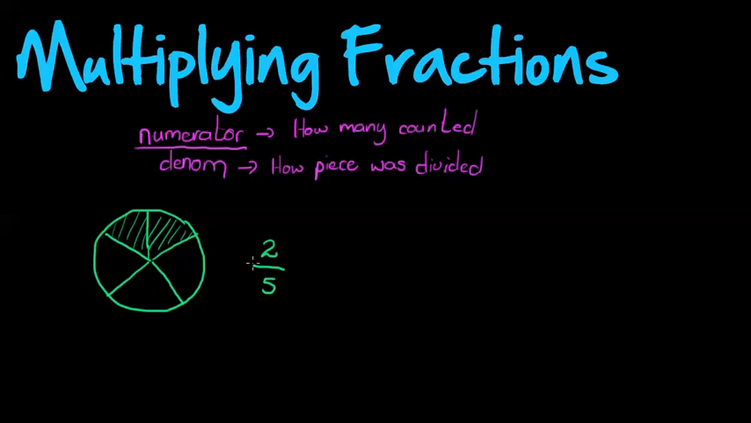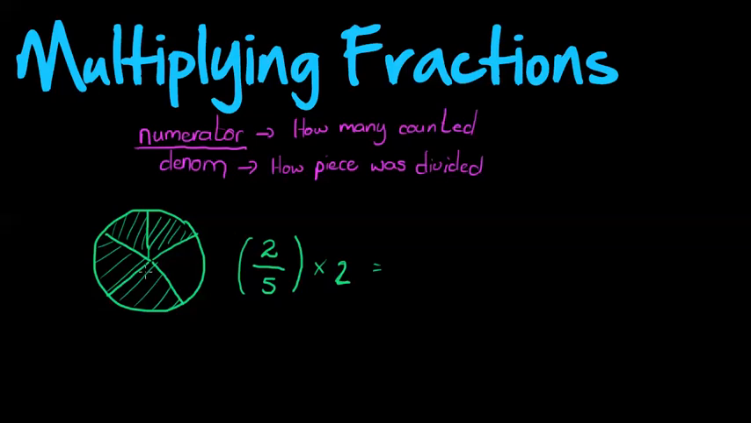Well, just to remind you, if I were to multiply this with 2, then all that it means is that I have double what I used to have. If I multiply something with 2, I'm just doubling it. So instead of having 2 of the fifths, I now have 4 of the fifths. So when I multiply, I actually just multiply the numerator, 2 times 2, because the numerator tells me how many I have.